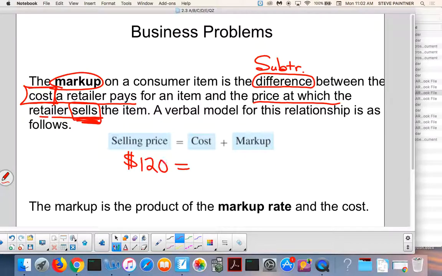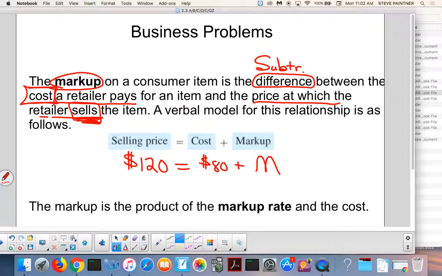I sell it for 120. That's the selling price. Where'd that come from? I bought the coat. What was my cost? 80 bucks. Okay, then there's something called the markup. And this is what you're going to find today. You're going to go find the markup. Well, I know you already know it. It's 40.